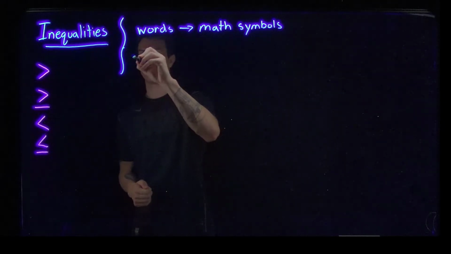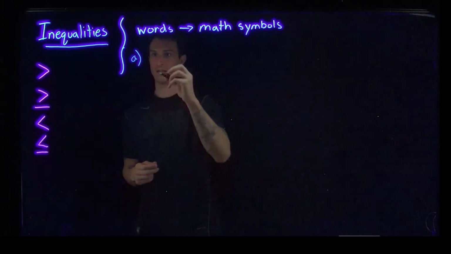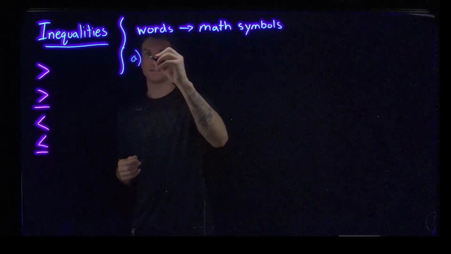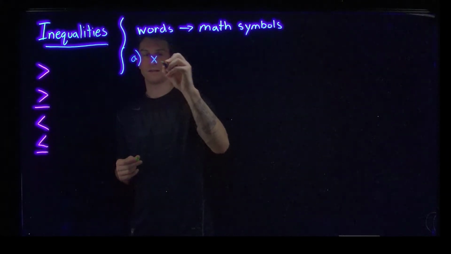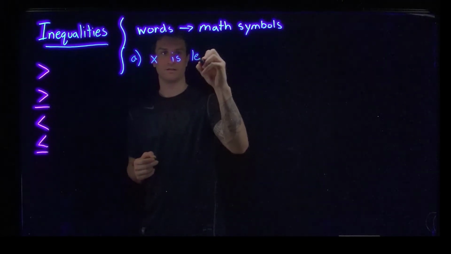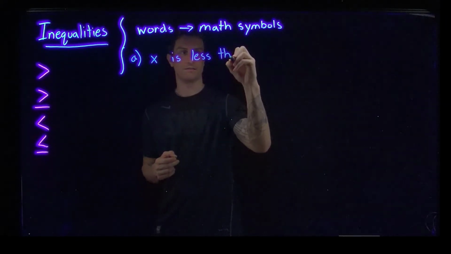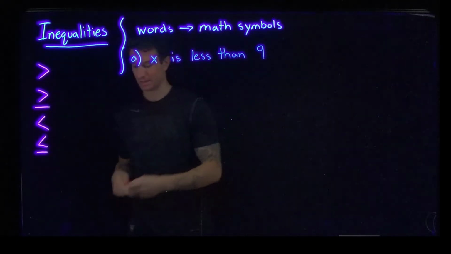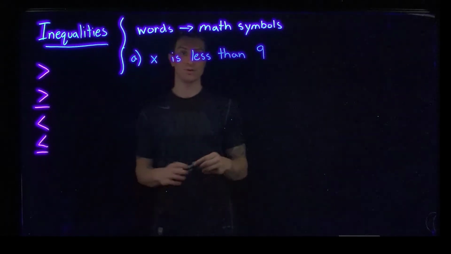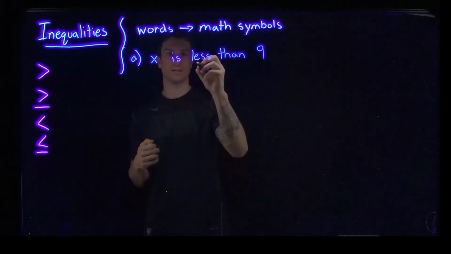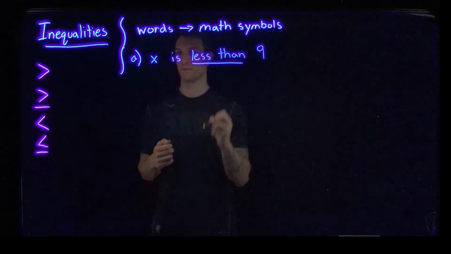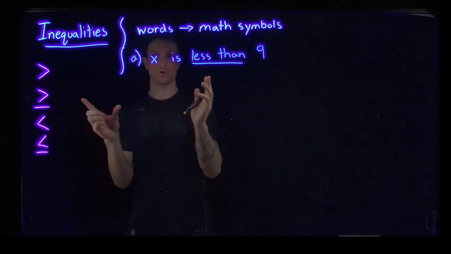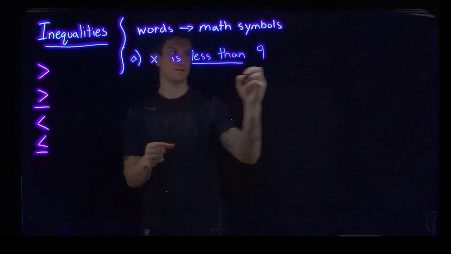All right, so we'll do A here, and we'll say x is less than 9. We're just taking some words, an expression, and we're going to transfer this over into a symbol. What we're looking at is what is less than, and the operator we're going to use depends on where we put x. Normally we put x on the left-hand side.